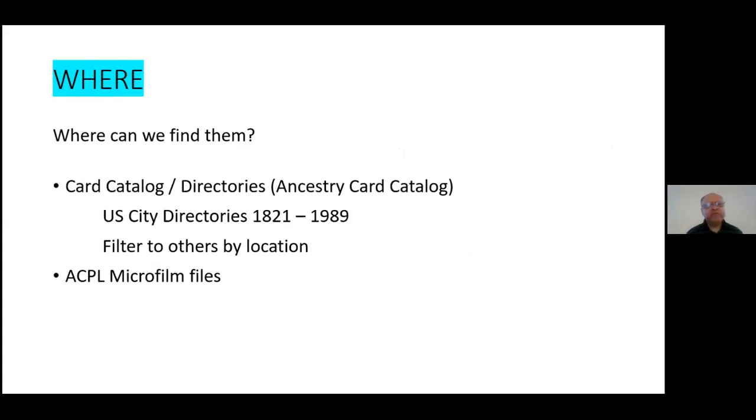So the question is, where can we find them? Well, there's a card catalog and directories in Ancestry. They have city directories from 1821 to 1989, and you can filter to a location. The Allen County Public Library has two things: microfilm and books. So again, I picked out a book from 1864 from Portsmouth, New Hampshire, that gave me information on the inhabitants of New Hampshire in 1864. And also I might point out the businesses that existed there and other things. Also, there's microfilm here and microfilm readers. So again, it provides you an opportunity to look at these options in terms of where you might find them.